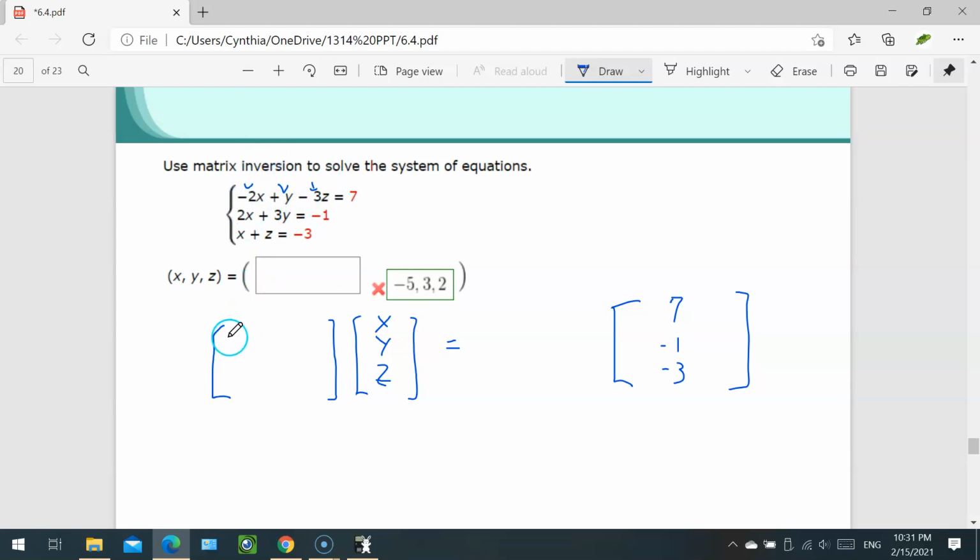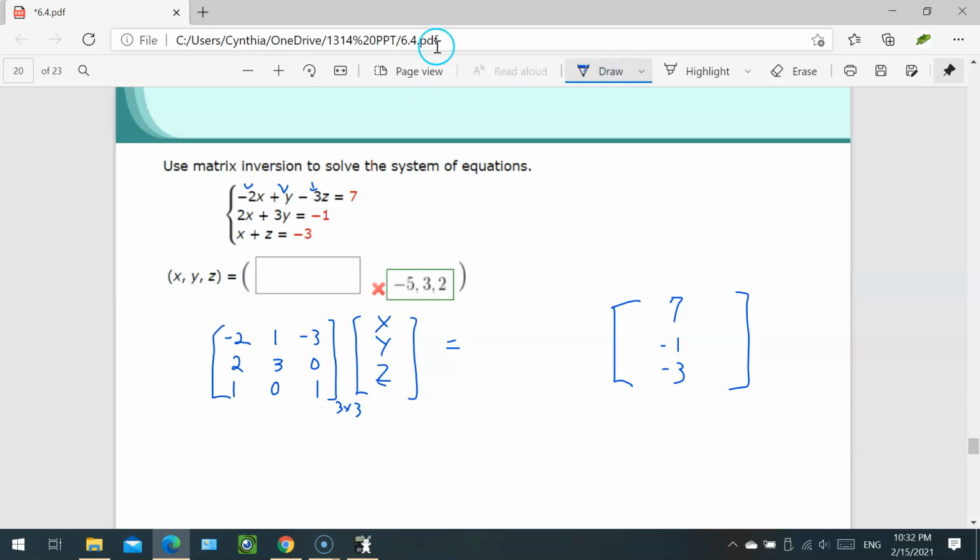So we fill in the boxes of the matrix. We have -2, +1, -3. Now we move on to the second equation. We have 2, 3. There's no Z term, so we put a 0. The third equation, X is 1. There's no Y, we put a 0. And the Z term is just 1. So this is a 3 by 3.